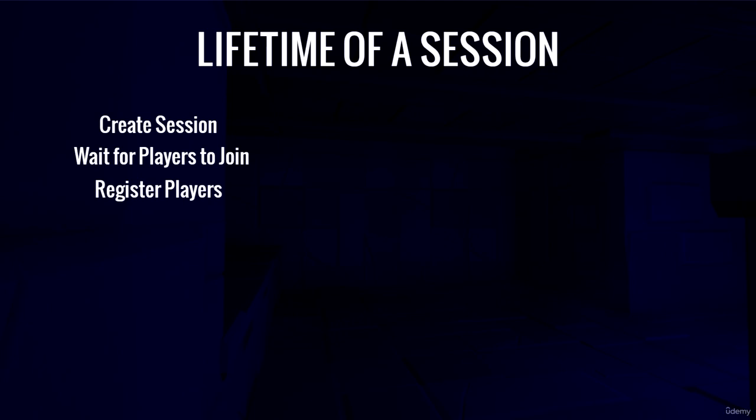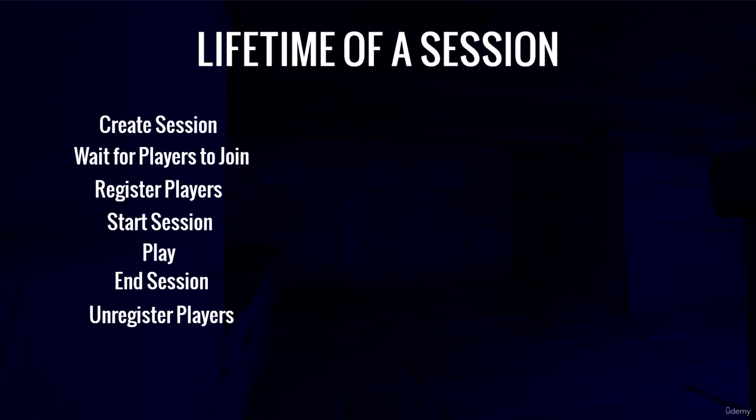The basic lifetime of a typical game session looks like this. First, you create the session with a set of desired settings. Then, you wait for other players to join and register each one as they come in. Once enough players join, you start the session. Then, each player is in the same session playing the game. Once the match is over, you can end the session and unregister the players. You then can either update the session, changing the settings for the match, such as switching from a free-for-all match to capture the flag, or you simply destroy the session.